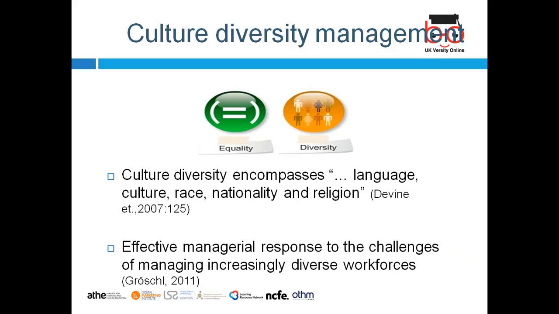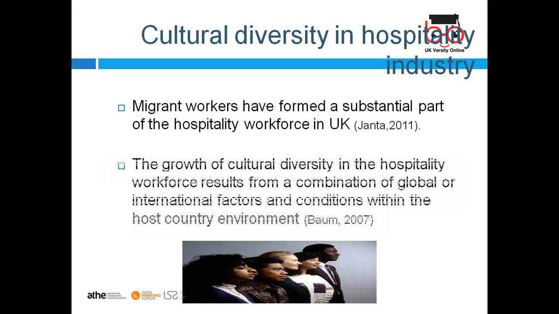Effective managerial response to the challenge of managing an increasingly diverse workforce. Migrant workers have formed a substantial part of the hospitality workforce in the UK. The growth of cultural diversity in the hospitality workforce results from a combination of global international factors and conditions within the home and the host country.